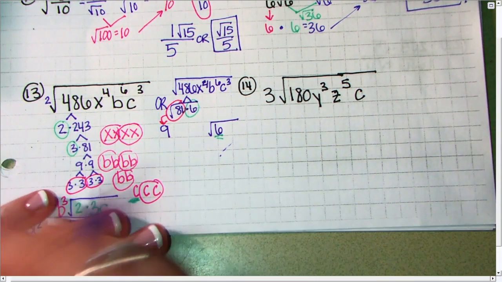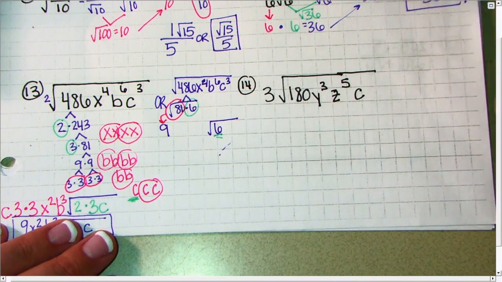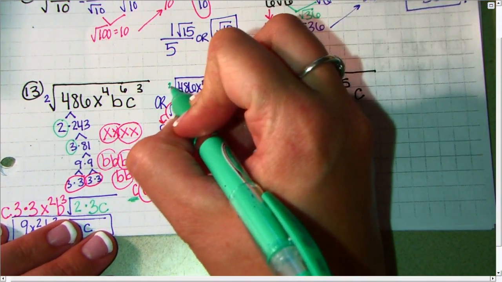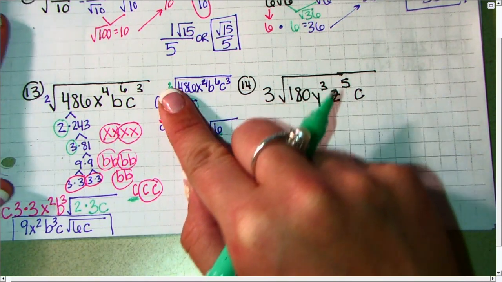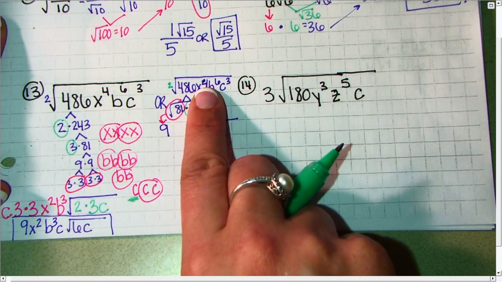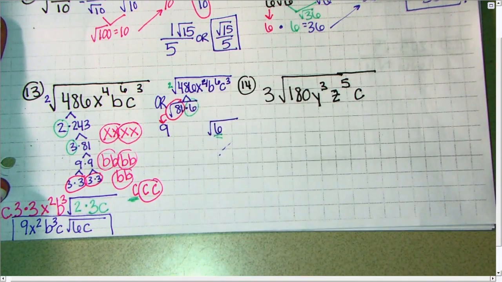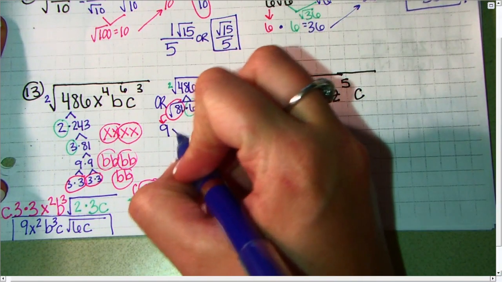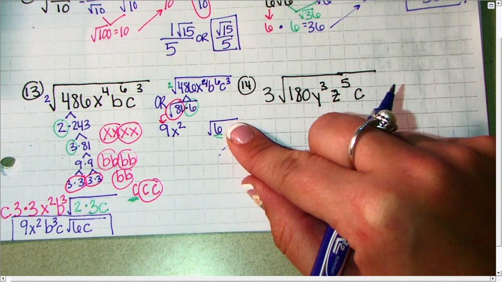Now, in terms of grouping your variables, this is not a bad way to do it. Or you can remember that the index is 2. So the way that I like to do this is I go, okay, how many times does 2 go into 4? Well, 2 goes into 4 twice with a remainder of 0, which means x squared is free and there's no x in here because the remainder is 0.